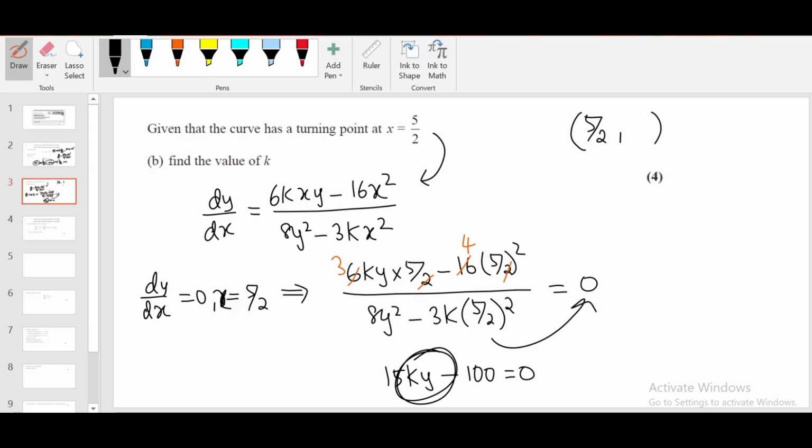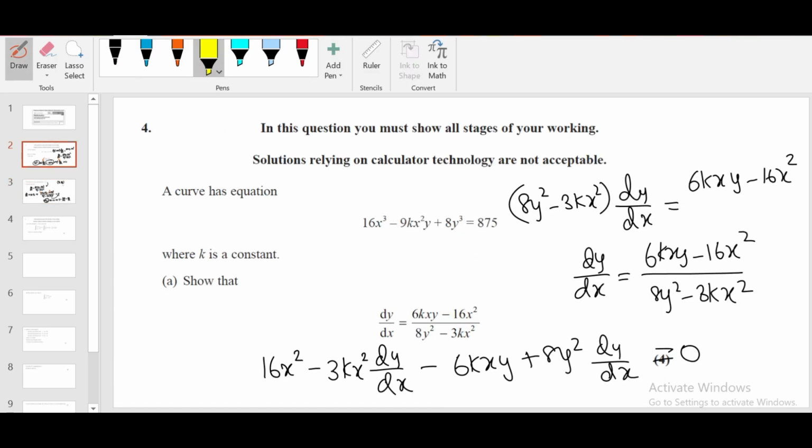So there is no way we can find the value of k here. So what are we going to do? We are going to find the value of y in terms of k. You will get 100 over 15k. y is equal to 100 over 15k, which is, if you cancel, put it in your calculator, 20 over 3k. That's y, the y coordinate of the turning point. So since this stationary point lies on the curve, sub the x and y values of this stationary point into the original function and make k the subject.